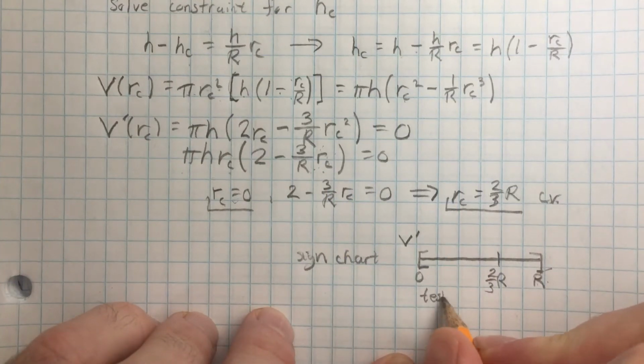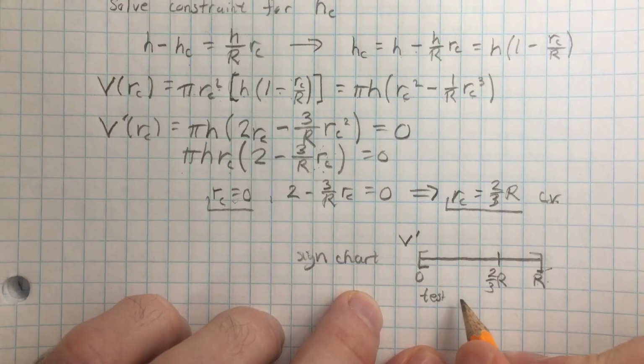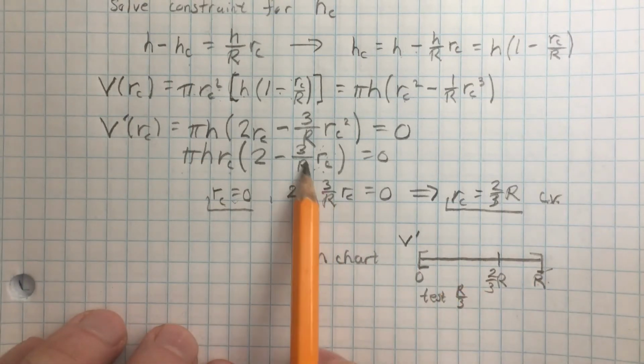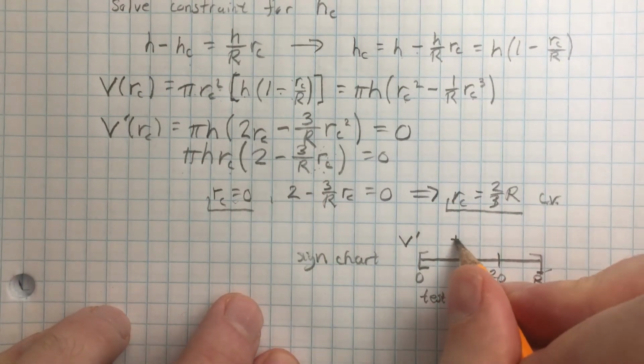I know it looks a little strange to take this very abstract test case, but because the problem itself is abstract, sometimes you have to do that. So R on 3. Doing that, we see that the first derivative is positive.